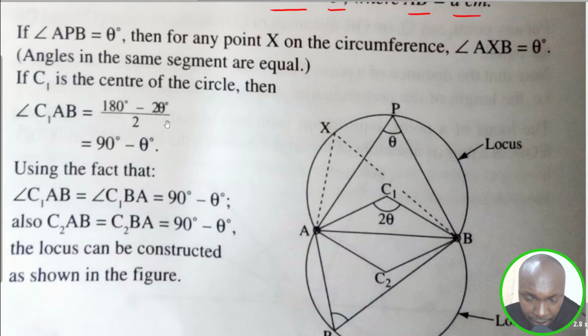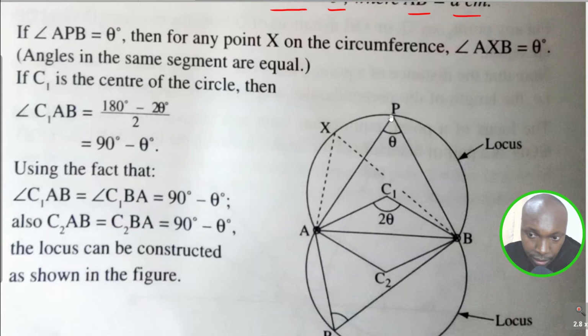The angle subtended at the center of the circle by a chord and the angle subtended at the circumference by the same chord. And the property is simple. The angle subtended by a chord at the center of the circle is twice the angle subtended at the circumference by the same chord. That is the property. The angle subtended at the center of the circle by a chord is twice the angle subtended at the circumference of the circle by the same chord.